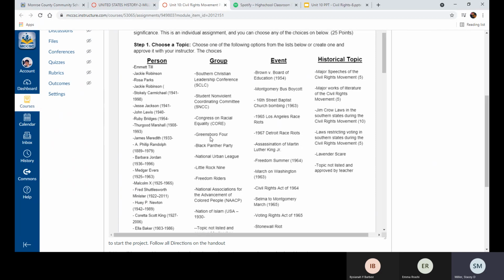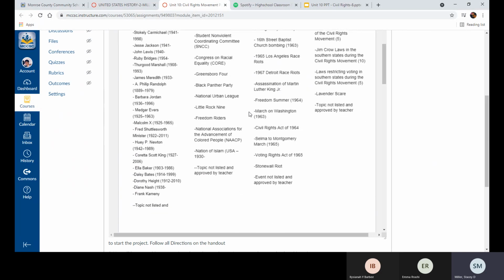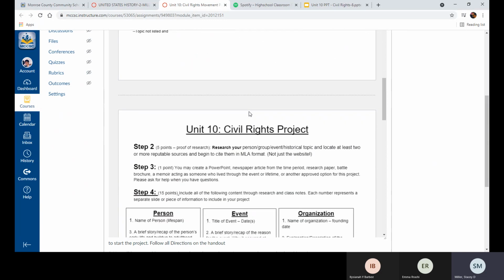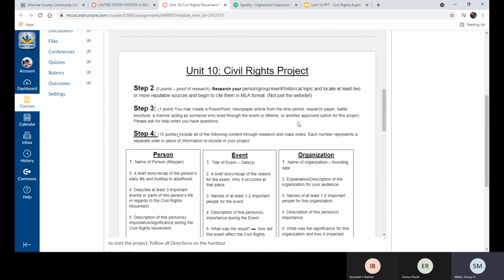I had somebody email me yesterday asking if they could use somebody else, and I was totally cool with it, and I probably will be 95% of the time. So you'll look through and pick something from this group. If you don't want to do anything on these topics, you can do a different one. Step 2, you'll research your person.